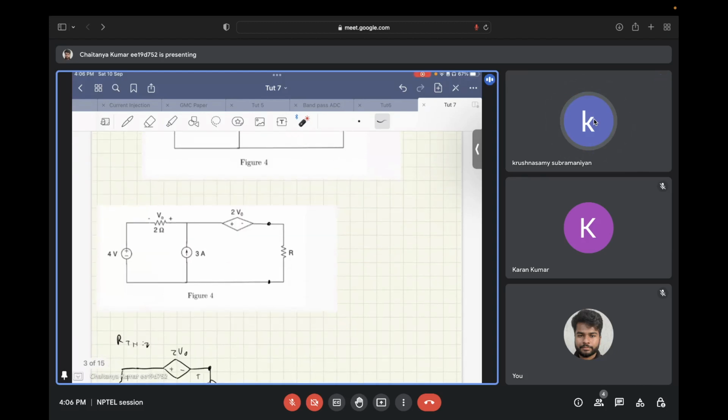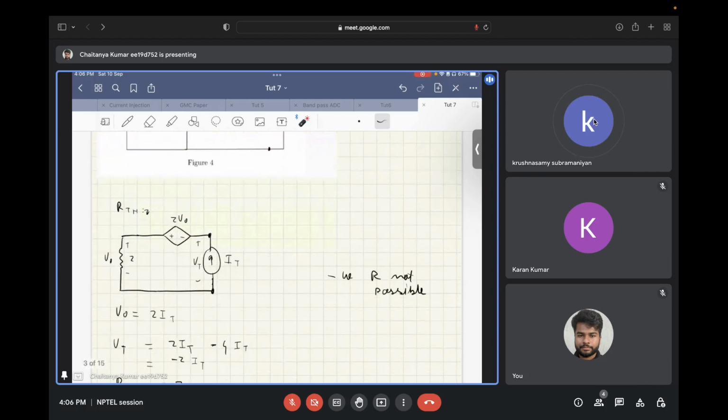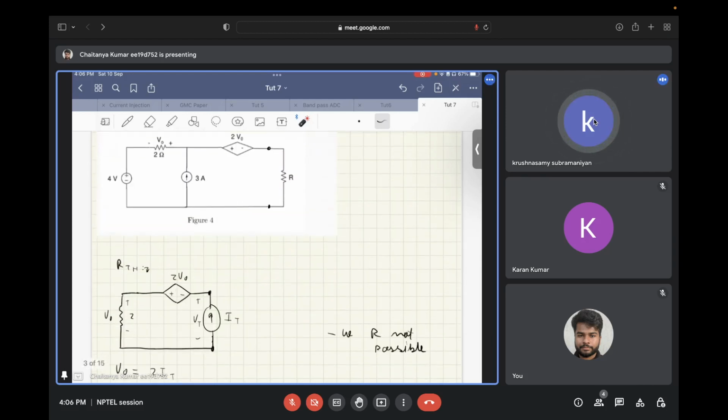So, first of all, you try to calculate the Thevenin equivalent of the network at the left of this resistance. If you try to do so, you de-energize all the independent sources. You short the 4-volt voltage source. You open the 3 ampere current source. Now, in this case, what you have over here is the voltage developed across this 2 ohm resistor.